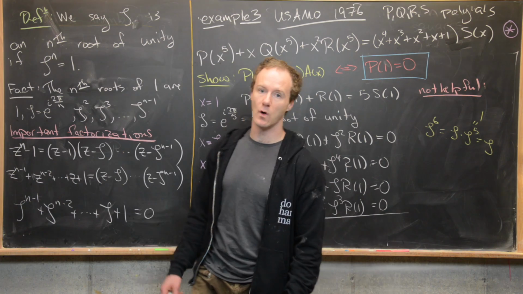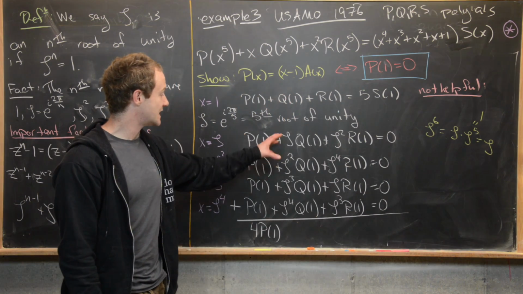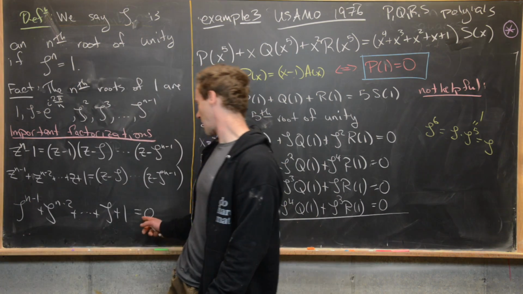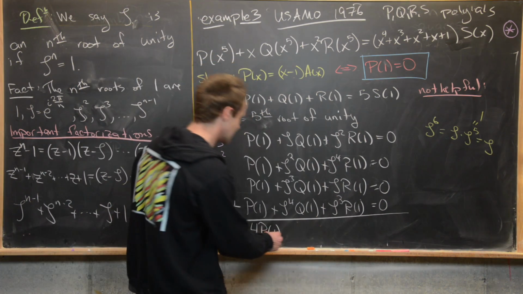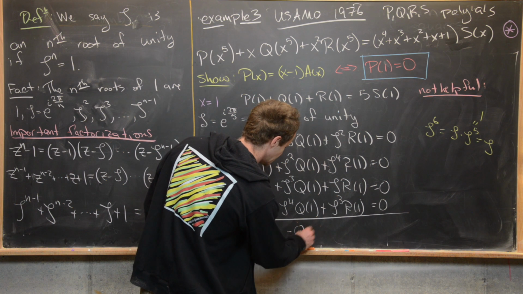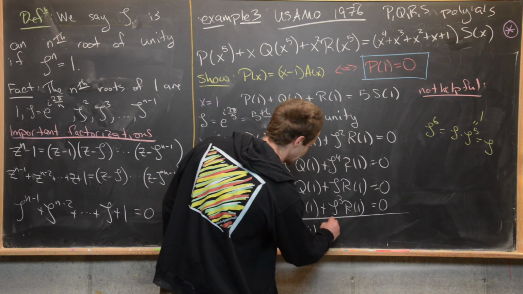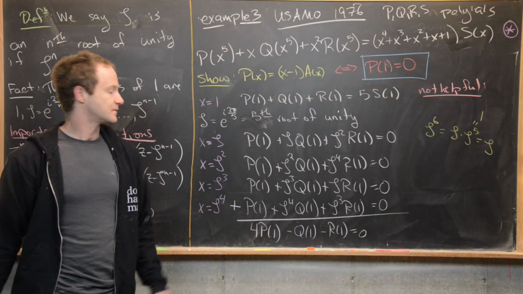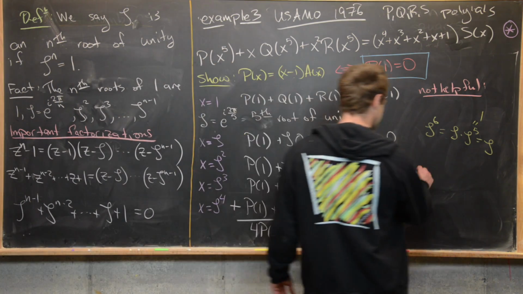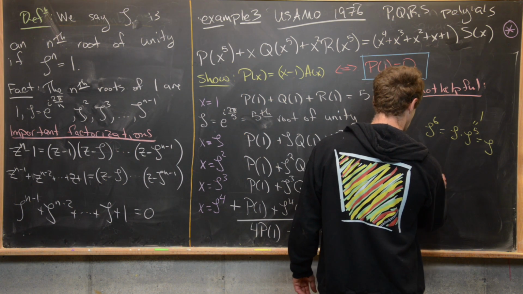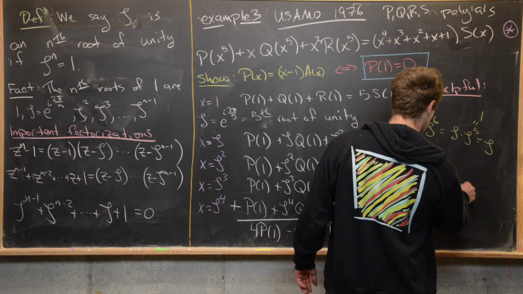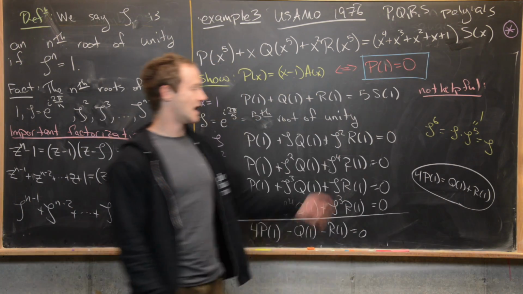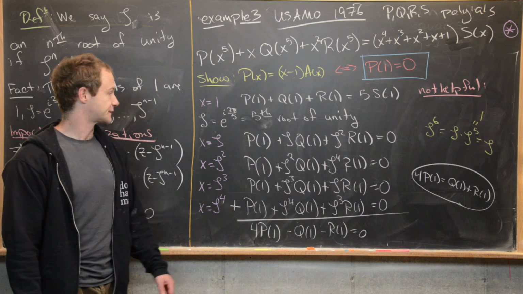We're just missing a 1, which means that if we add these up, we'll get a factor of -1. Again, kind of by rearranging this equation. So this is going to be minus q of 1. And then similarly here, we'll have minus r of 1 equals 0. Okay, good. So that leaves us with this equation, 4 times p of 1 equals q of 1 plus r of 1. And we're not quite done, but we've arrived at a useful equation.